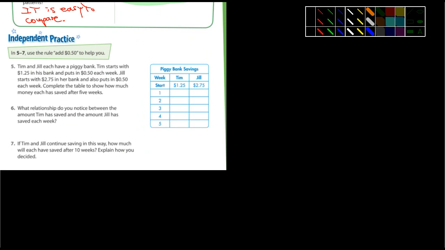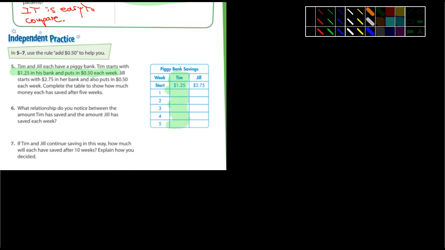Number 5 here. Tim and Jill each have a piggy bank. Tim starts with, looks like $1.25 in his bank and puts in 50 cents each week. Okay, so I'm going to highlight that here. That sounds like some important information. $1.25 and 50 cents each week. And so this is Tim right here.